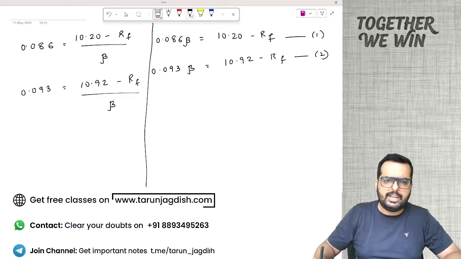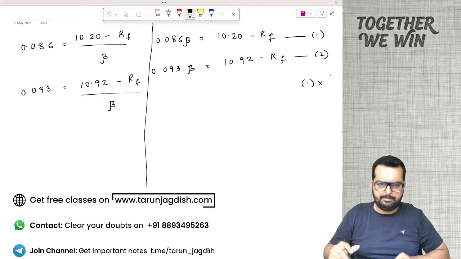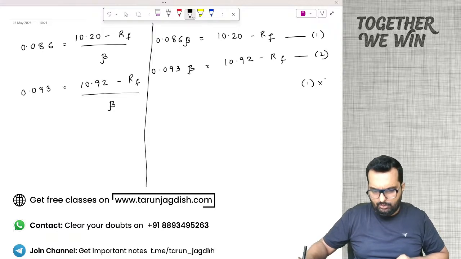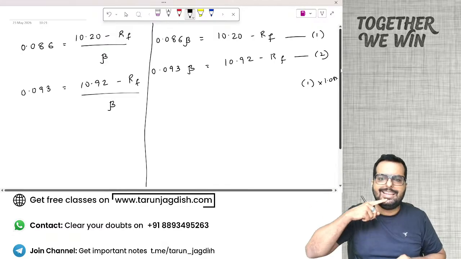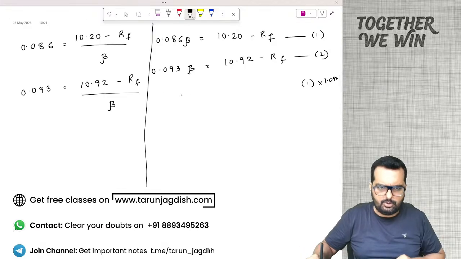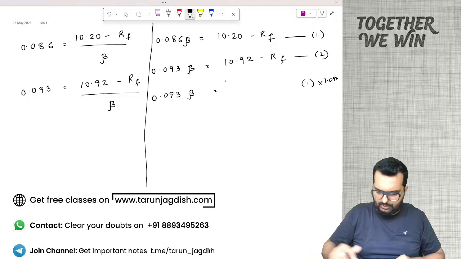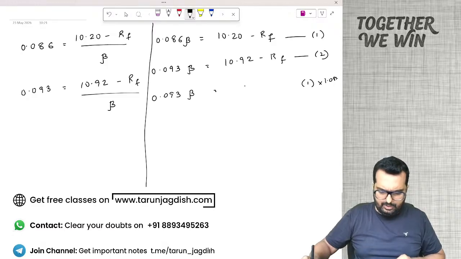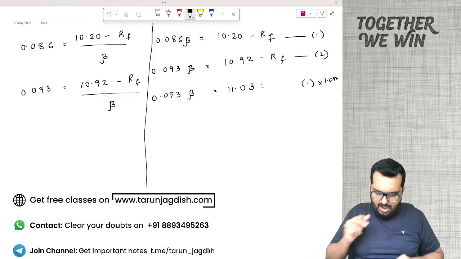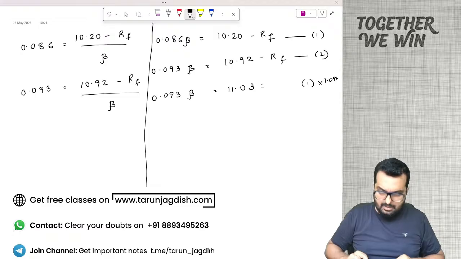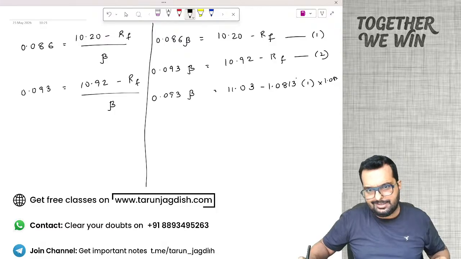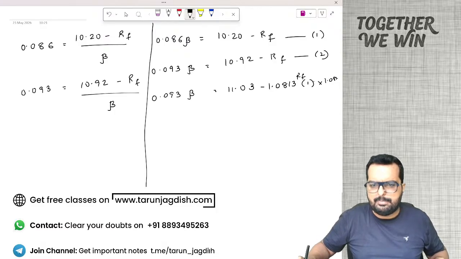So I think I have a better strategy. What I can do is multiply the first equation by 0.093 divided by 0.086, which is 1.0813. If I do it like that, I'll get a different number. So when I multiply with 1.0813, this will become 0.093 beta is equal to 11.03 minus 1.0813 RF. So RF will come. This will become the new equation. I think this is better. I multiplied with the common parameter and I got the RF.